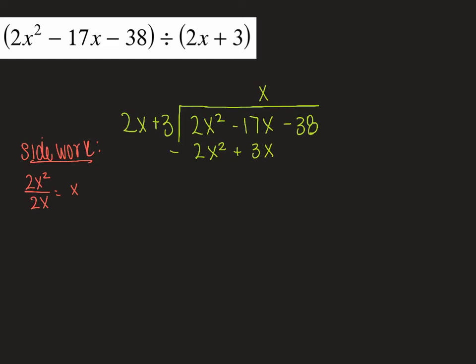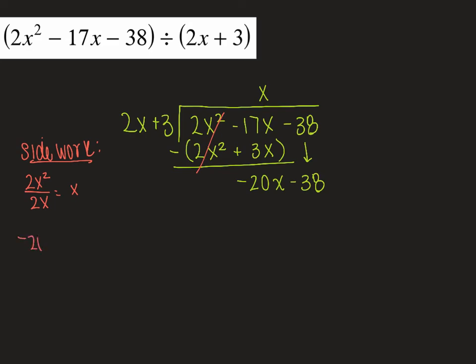So now we want to subtract. So I'm going to subtract this whole line here. You want to make sure you're using parentheses. Again, your first term should cancel. And then we end up with a negative 20x. We do want to bring down this minus 38. And then we're going to repeat. So we're going to divide again.